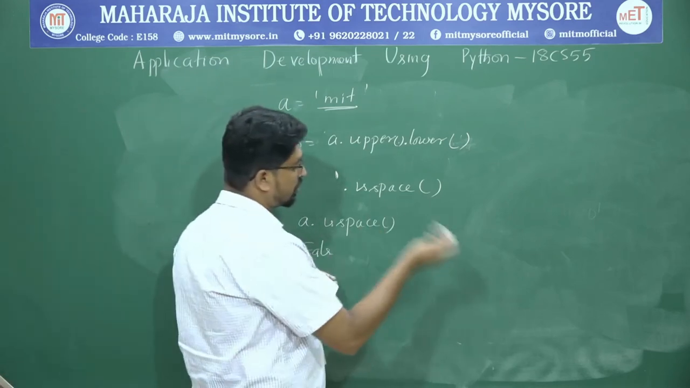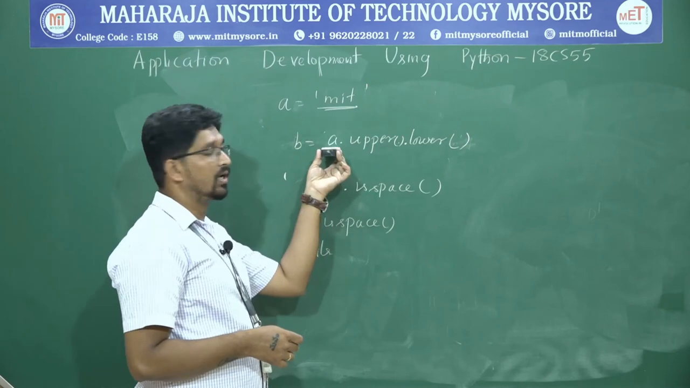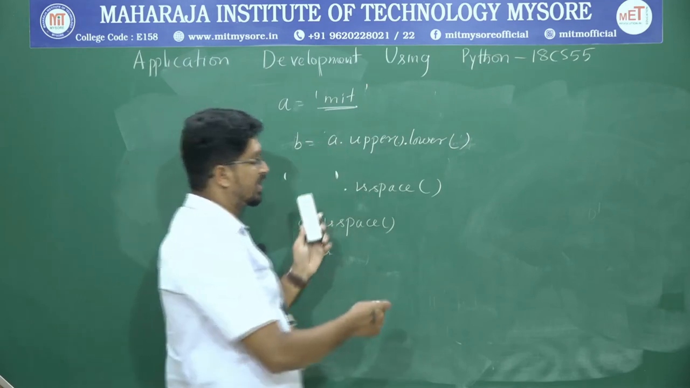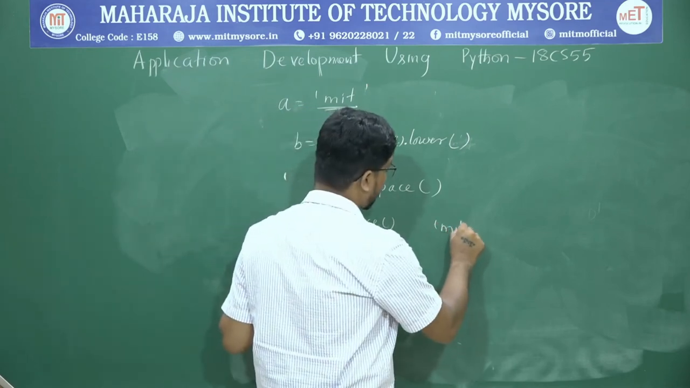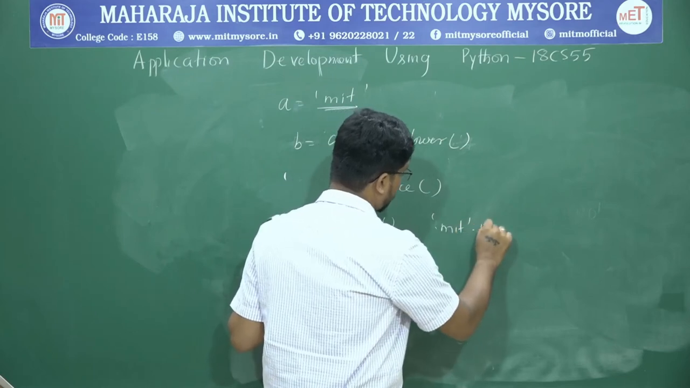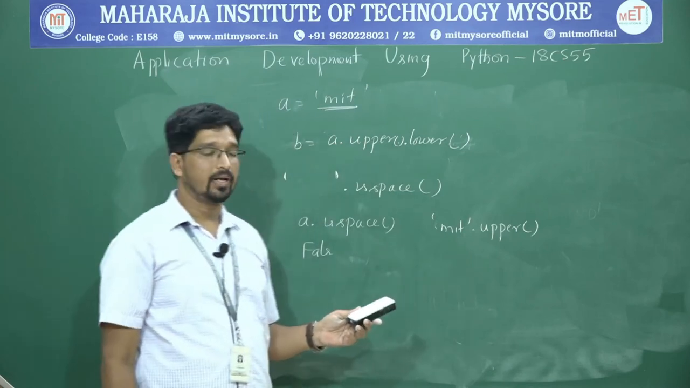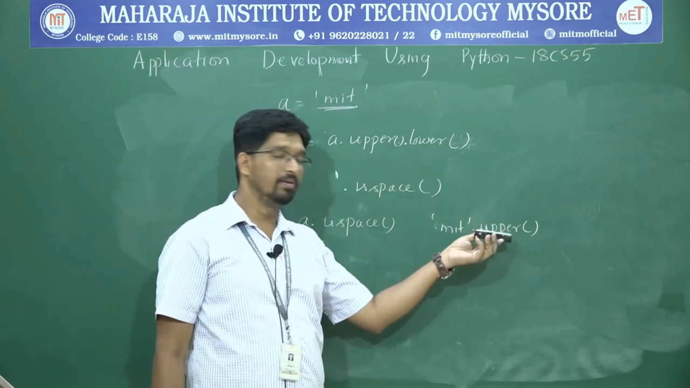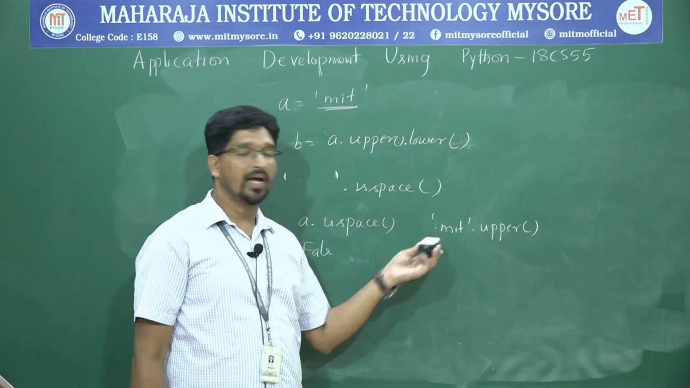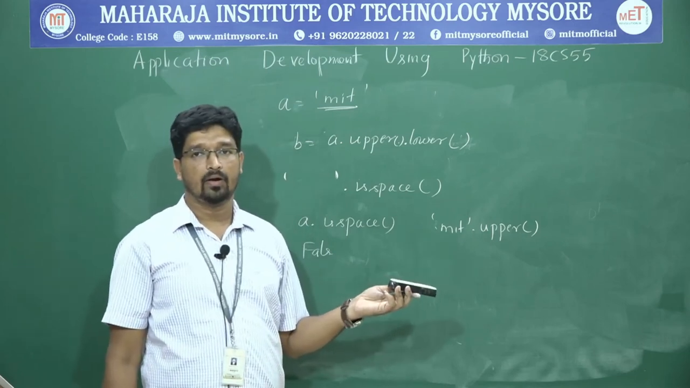I do not need to call upper and lower with a variable. You can directly call them on a string. Let us say MIT dot upper. You can still call this upper function like this, MIT dot upper, and you will immediately get the output as capital MIT. Okay.